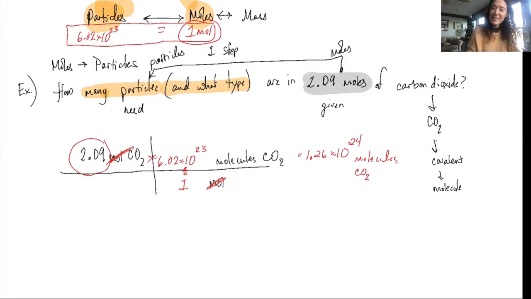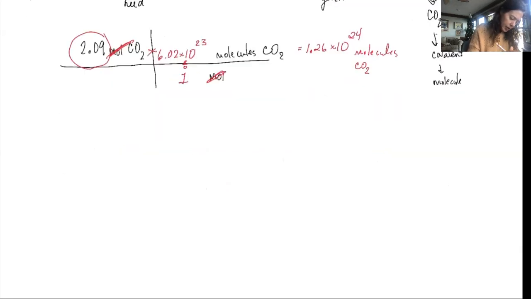Let's look at another example, okay? Probably the last one. Baby steps. Baby steps. All right. Let's go particles to moles.